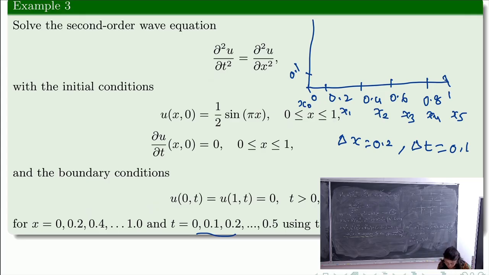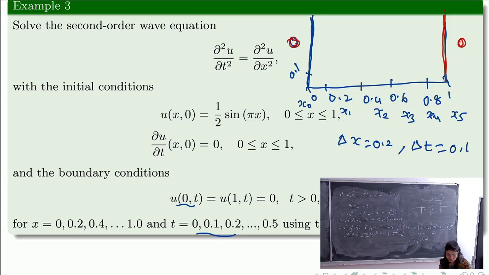Further, if we check the boundary conditions, at these boundaries the function's value is given to be 0. So when x is equal to 0, the function value is given to be 0 here. On this boundary the function value is given to be 0, and here also your function value is given to be 0. This is 0 and this is 0.